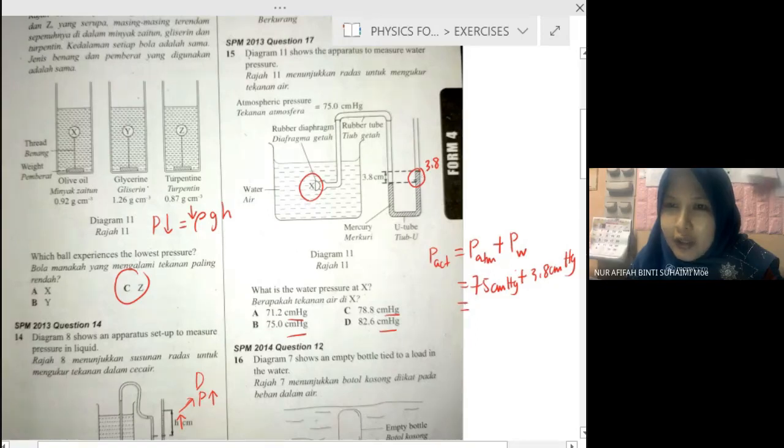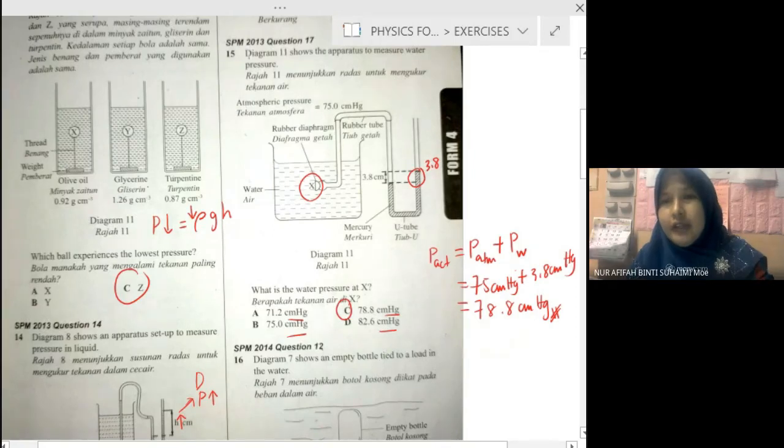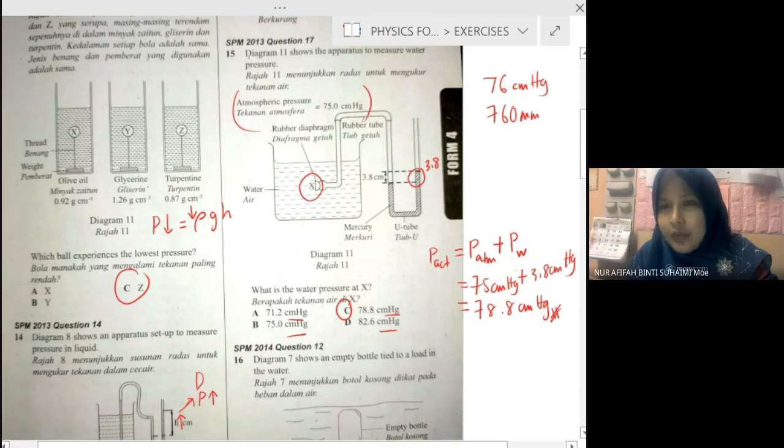Look at the difference in height here. So 78.8 cm mercury. Okay, the answer is C. Can you remember how to calculate? They will give the atmospheric pressure. 75, but in the textbook now we use 76 cm mercury, or 760 millimeter mercury, or 0.76 meter mercury. Look at which prefix the question uses, cm or mm or meter. But the value is the same.